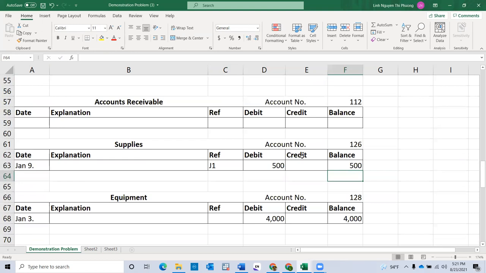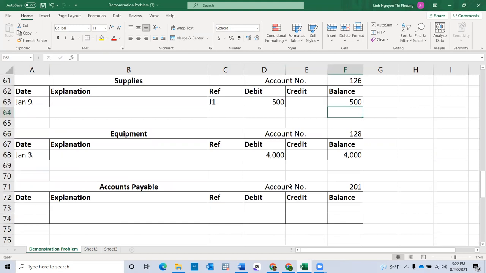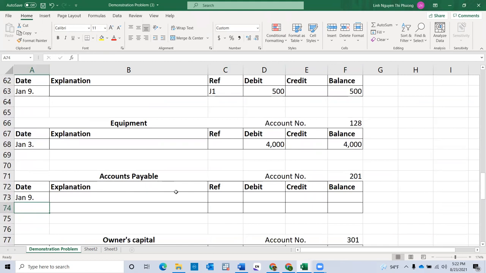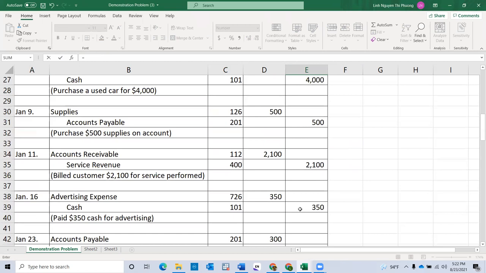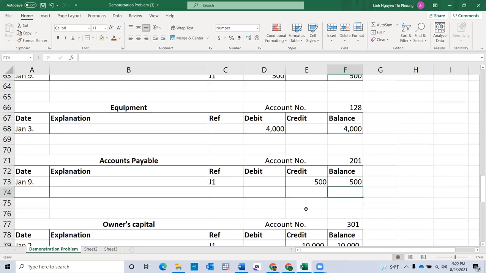And we will credit accounts payable 500. Equal sign, January 9, reference is J1, credit, so I press the equal sign and click on accounts payable 500. The balance for the first one is just exactly equal. The first one, you don't have to create a formula. It will be equal to that. The second one, we will create the formula.